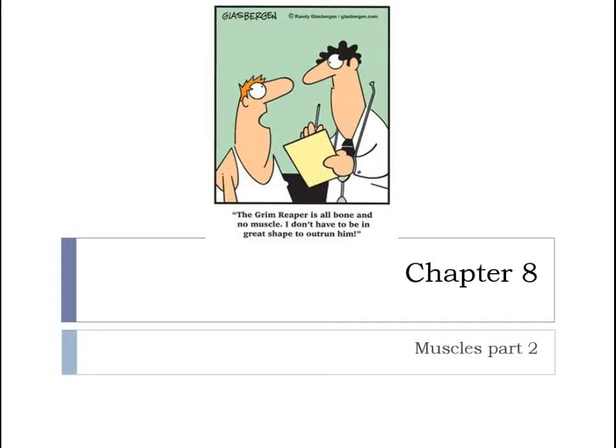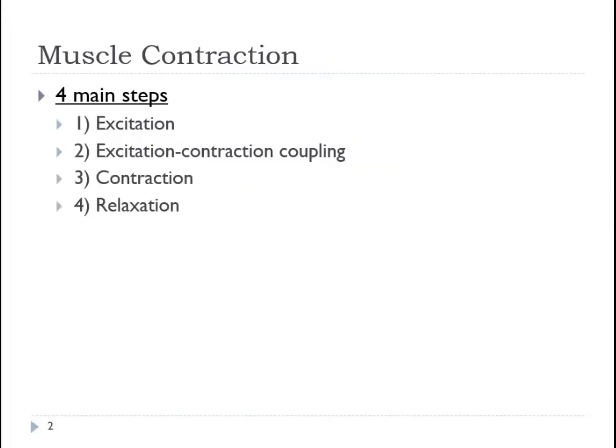Let's go to our second of 3 chapters for the muscle. This one's going to really talk about how a muscle contracts, and there's really 4 different steps, going from excitation of that muscle to eventually relaxation. And we're going to cover these in detail.